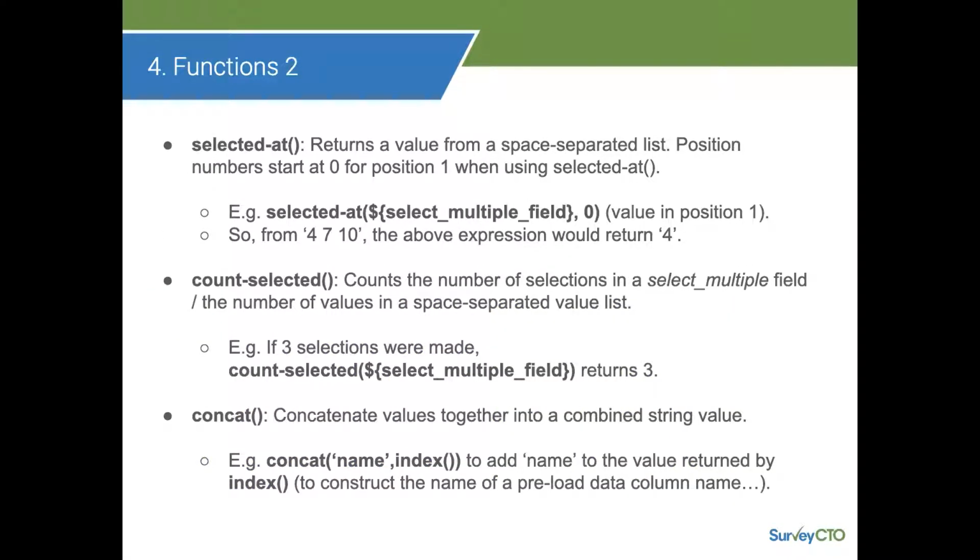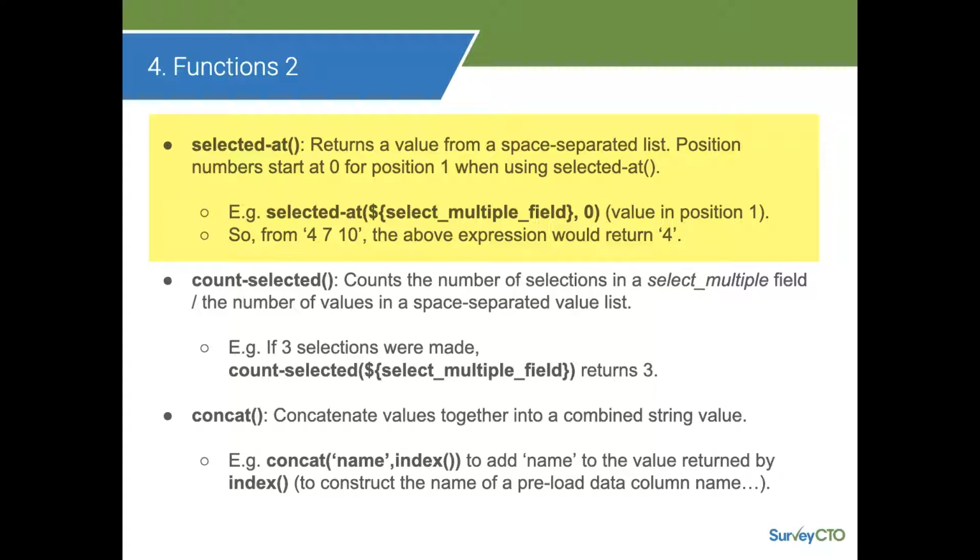Okay, so just a few more functions to discuss before we can see what some of the longer functions in this form design do together. First, the selected-at function is a function that returns values from space-separated lists of values stored in fields. It does this by naming values by position, and that position numbering starts from 0 rather than 1 when you're using selected-at.